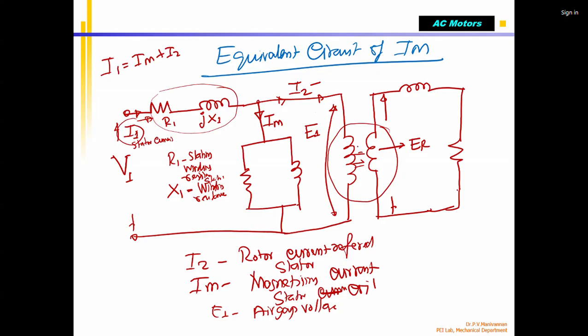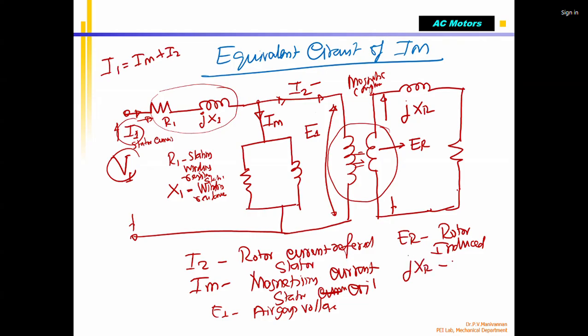As I told you, we imagine that this is a transformer, magnetically coupled. Stator and rotor are magnetically coupled, meaning energy from the stator is supplied to the rotor magnetically as an induced voltage. ER is called the rotor induced voltage, due to the current supplied by the stator from the supply V1. Then this is called jXR.